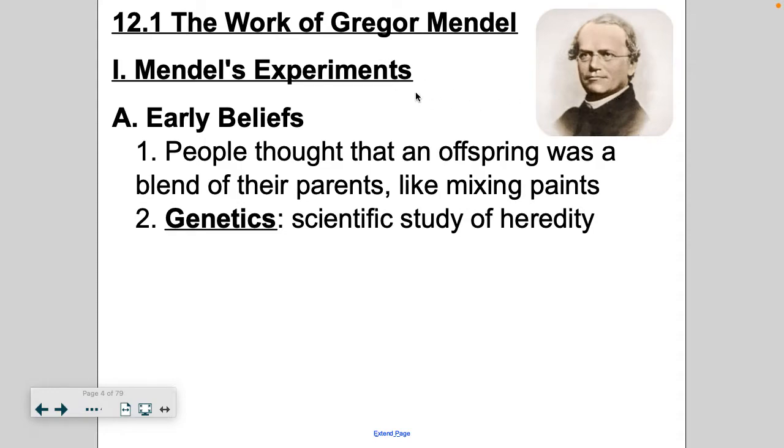So this is Gregor Mendel. He's considered the father of genetics. And the reason for that is because he was able to describe how traits, characteristics were passed from one generation to the next. Now, the early beliefs before Gregor Mendel came along was that people thought that offspring were mixtures or blends of their parents, like mixed-in paints. A red flower crossed with a white flower should end up with a pink flower, but that wasn't the case. In some species it was, and others it was not. And so the study of how things are inherited is called genetics, the study of heredity.